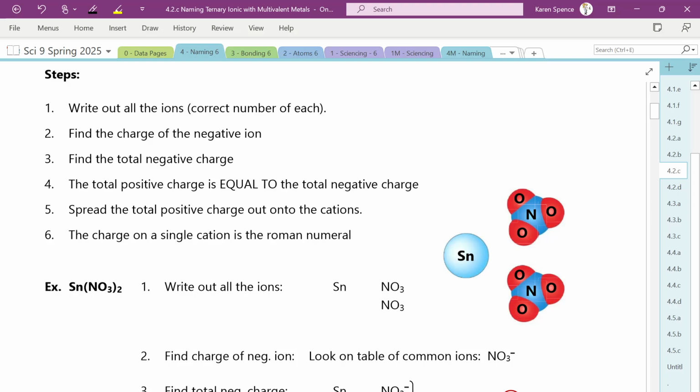Do we have to do like 5B and 6B? No. No. You just do 5A and 6A.